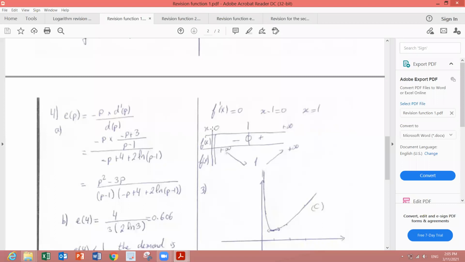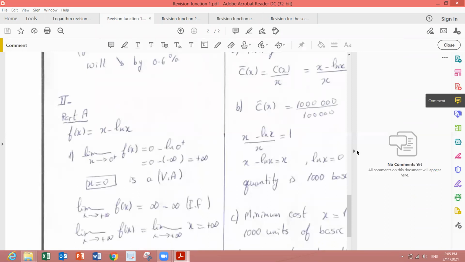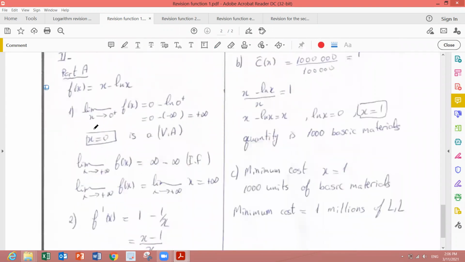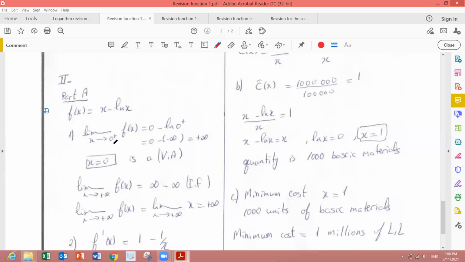So here, second exercise. Limit as x tends to 0 plus of f(x) equals 0 minus ln 0 plus. Ln 0 plus is minus infinity, so it equals plus infinity. So we can say x equals 0 is a vertical asymptote.